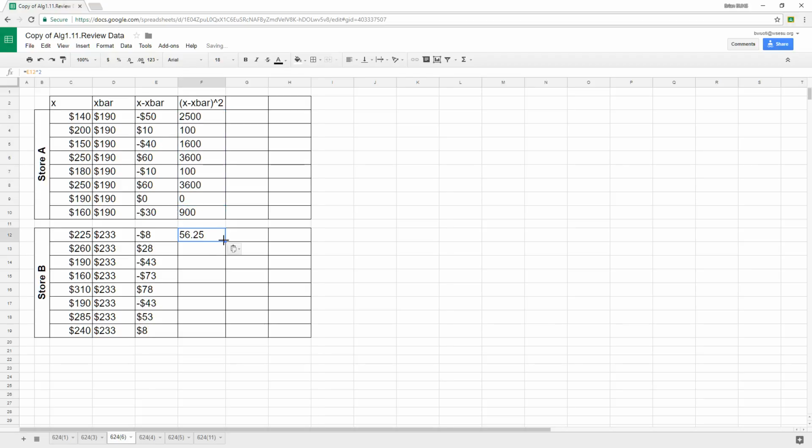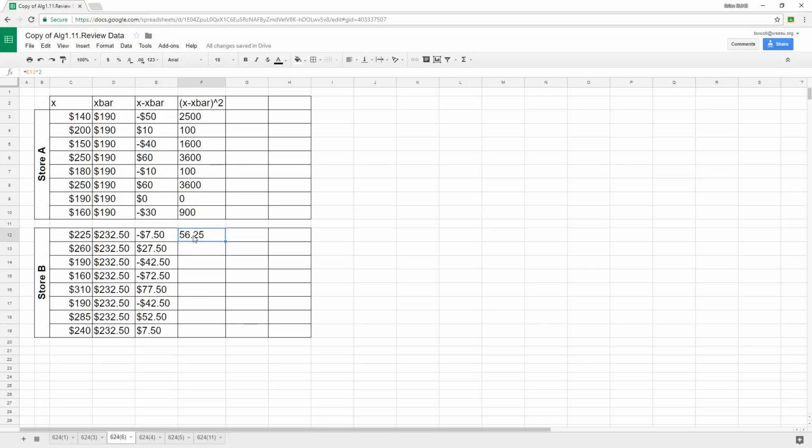Let's see. I can also copy that here. Oh, that looks like it copied incorrectly. What's my formula doing? E12. Huh. That's the weirdest thing I've ever seen, guys. Are you seeing that? It's claiming that negative 8 squared is 56.25. Oh, I think I know why. There we go. Those numbers were being rounded to whole numbers. My actual average here was 232.50, and as a result I was getting a different output, so it was displaying something different.